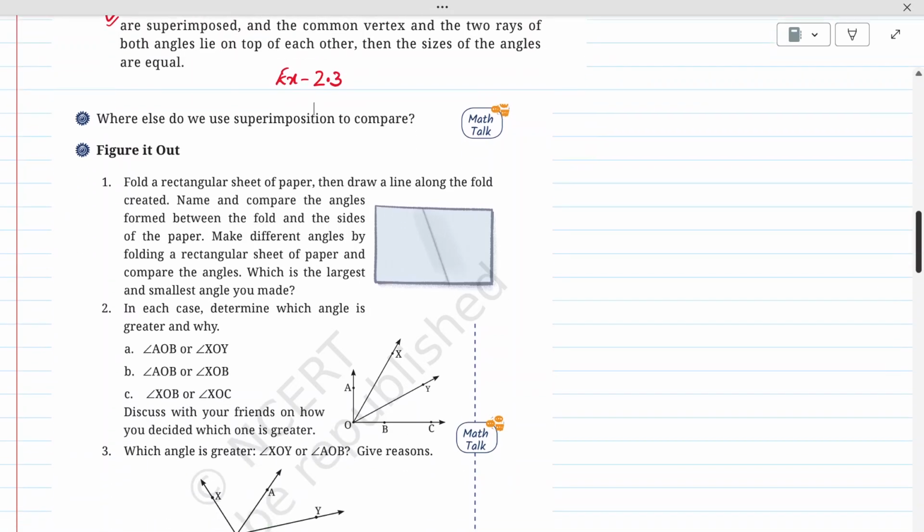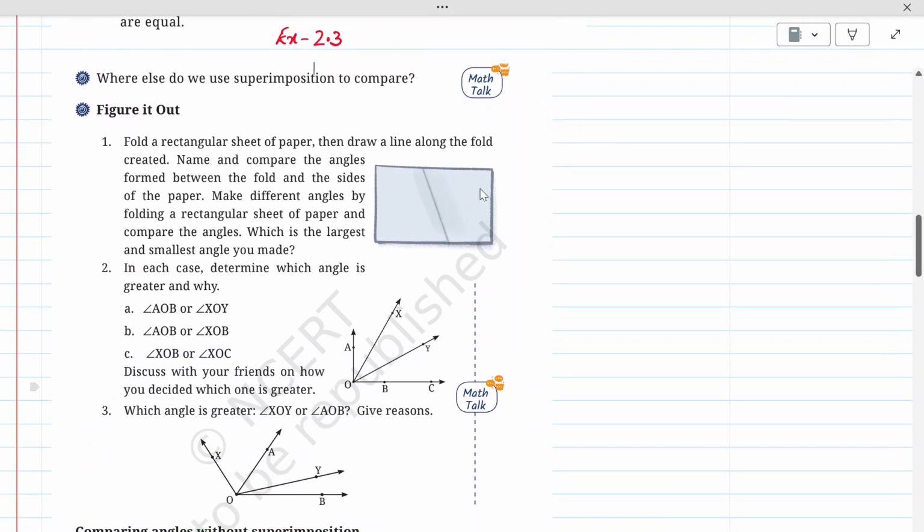So the first question is, fold a rectangular sheet of paper. This is a rectangular sheet of paper which we have to fold. Then draw a line along the fold created. So this is the fold which has been done and this is the line created after the fold. Now name and compare the angles formed between the fold and the sides of the paper. So we have to name the angles and compare which has been formed between the fold.